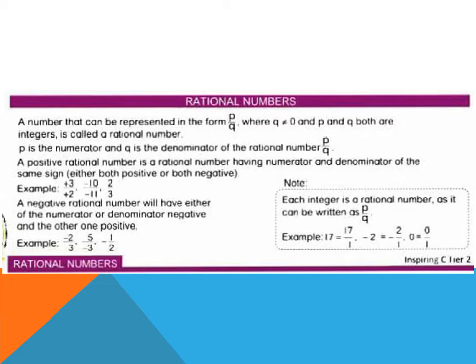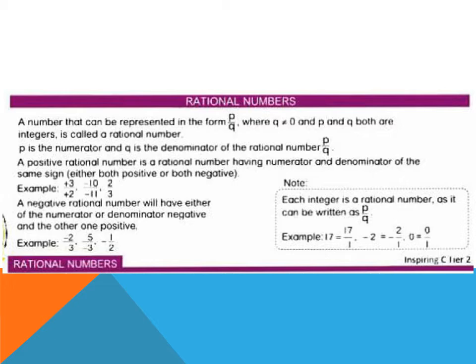So a number that can be represented in the p by q form, p by q meaning a fraction where q is not equal to 0, that means where the denominator is not equal to 0 and p and q are both integers, can be called a rational number. P is the numerator and q is the denominator of the rational number p by q. Simple, these things you already know.